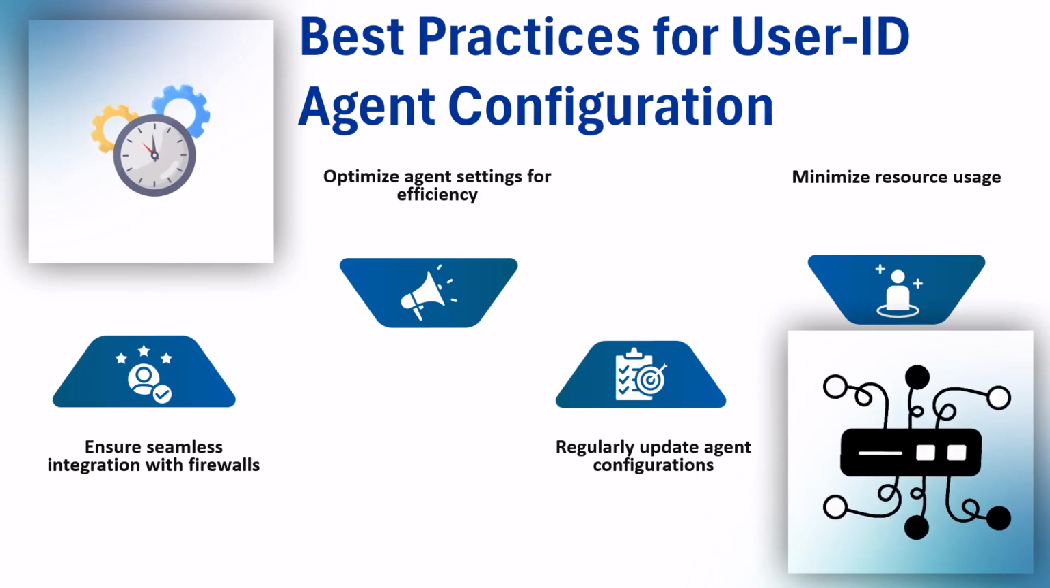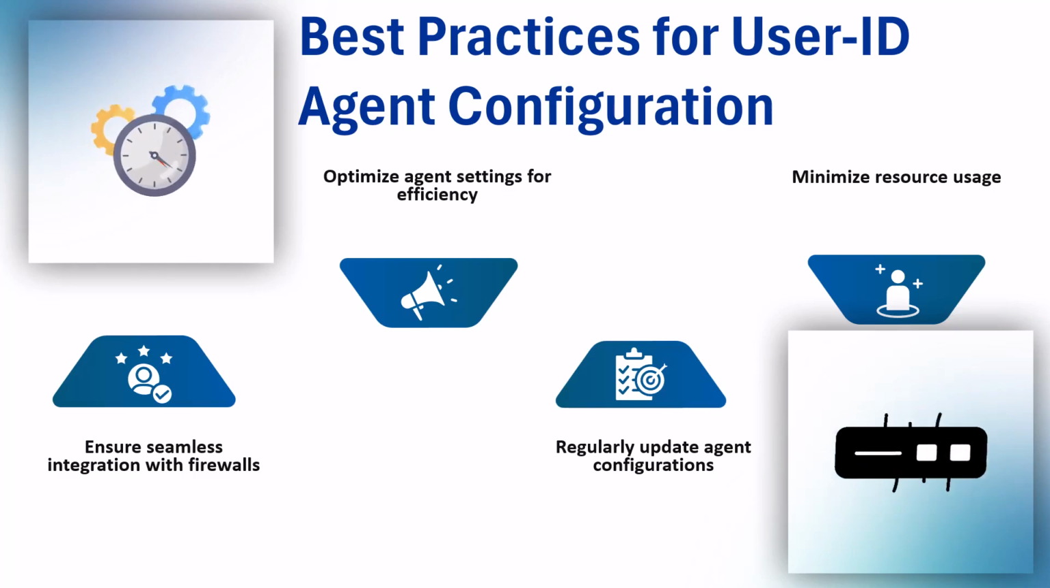Configuring a user ID agent is like tuning a sports car. You want speed, efficiency, and smooth handling. First, optimize settings for peak performance. Then, minimize resource usage so it doesn't slow down your system. Ensuring integration keeps things running seamlessly. Finally, regular updates keep everything fresh and secure. Think of it as routine maintenance for a high-performance network.